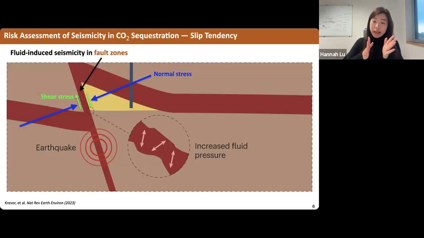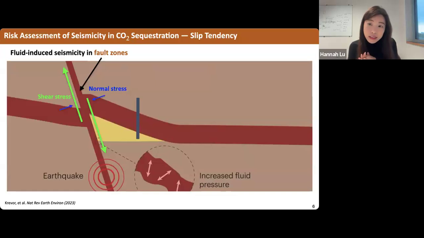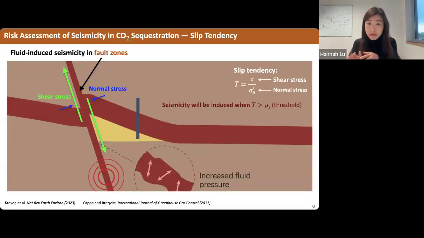When normal stress is very large and shear stress is small, you can try to push your hands more in the normal direction and less in the shear direction. Slip will not happen. But when normal stress is small and shear stress is large, slip will happen, and that brings an earthquake. So it is really this ratio of shear stress to normal stress, which we call slip tendency, that serves as an indicator of fault instability. When the slip tendency goes beyond a threshold, seismicity will be induced.